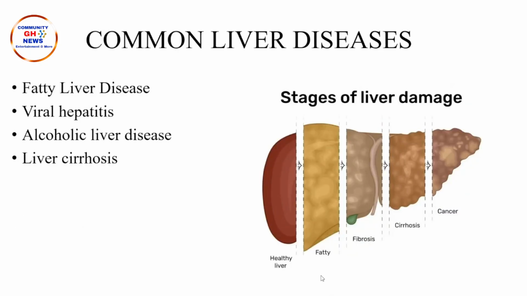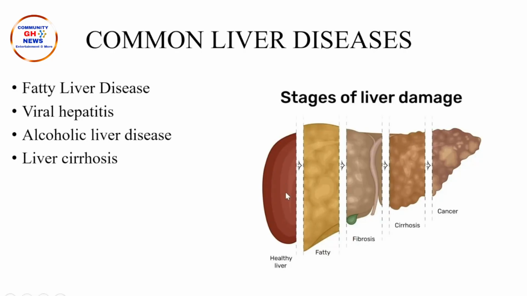So about the common liver diseases we are going to talk about, I know most of you have heard about fatty liver disease, viral hepatitis, alcoholic liver disease, and then liver cirrhosis. But for the purpose of this presentation, we are going to talk more about the common ones in our society. And as you can see in the picture, we have a healthy liver here, which is the brown color.